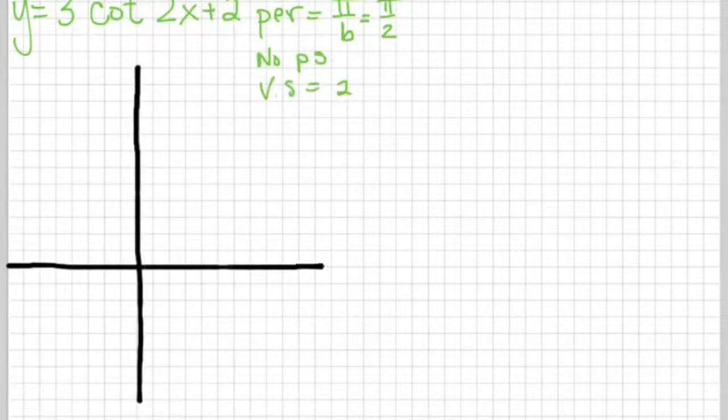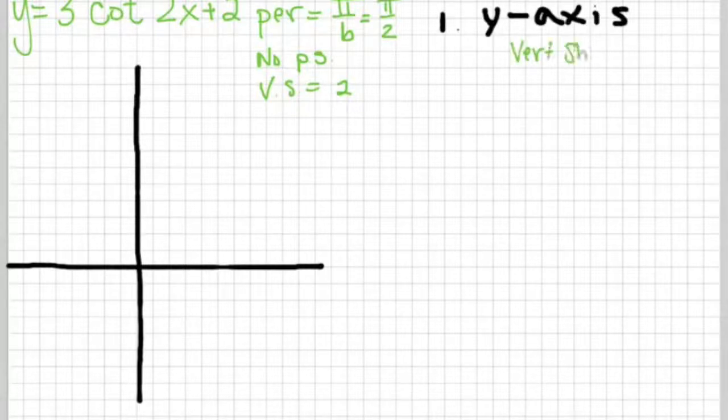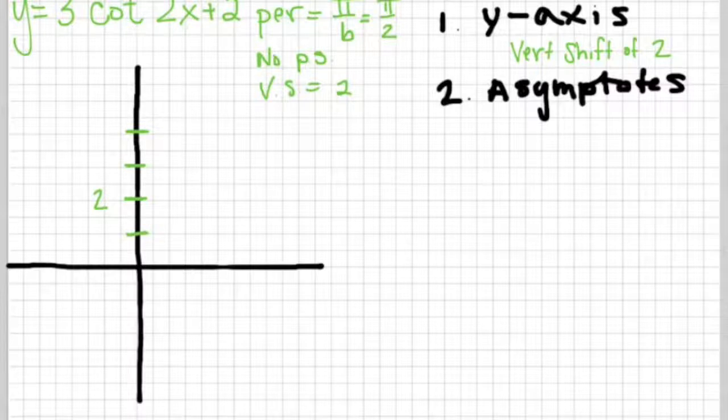Okay, we don't have a phase shift, but we do have a vertical shift of 2. So one of the first things we can do is label our y-axis using the vertical shift. I'm going to go on the vertical axis, up to 2. You can see that I've added a couple more because I know I'm going to have to go up a few, and back down a few. We'll finish that in just a minute.